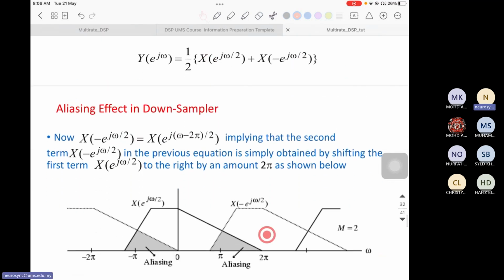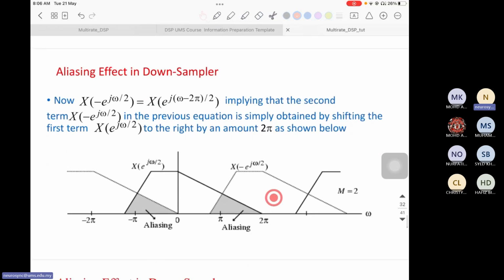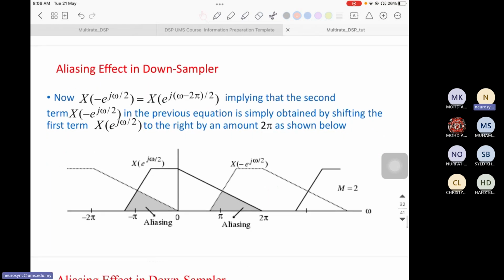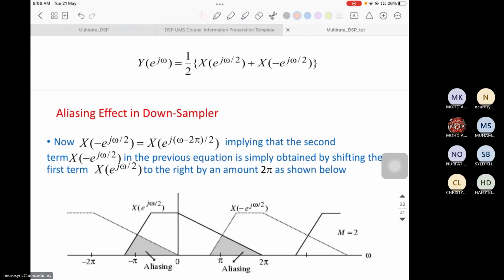Okay. Now in case of downsampling, X of minus e to the j omega by 2 is nothing but what? X of e to the j (omega minus 2 pi) by 2. Okay.